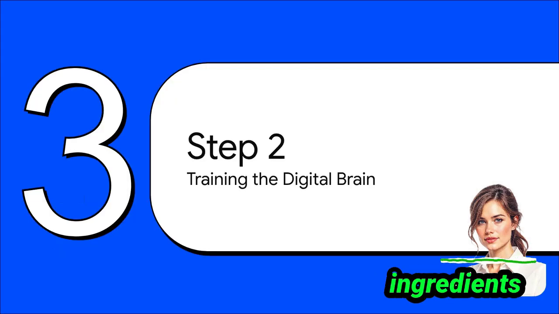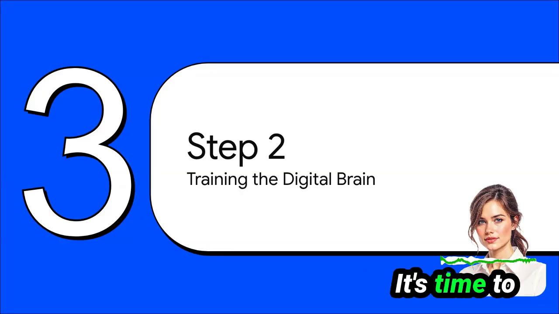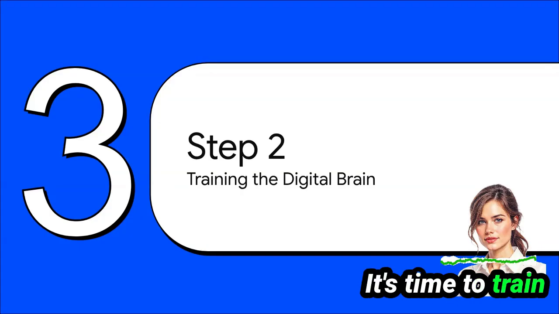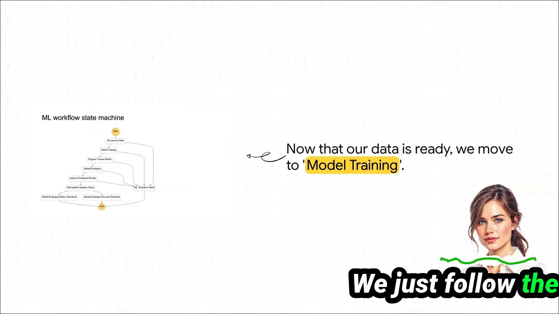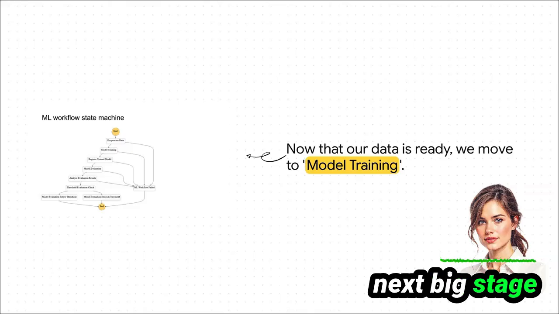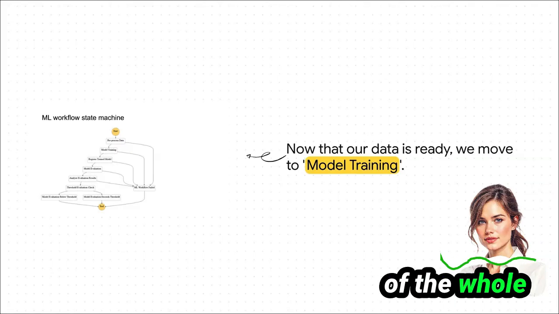All right, our ingredients are prepped, they're perfect. Now it's time for the main event. It's time to actually cook. It's time to train our digital brain. So, back to our map. We just follow the arrow down to the next big stage, model training. This, my friends, is the real heart of the whole operation.